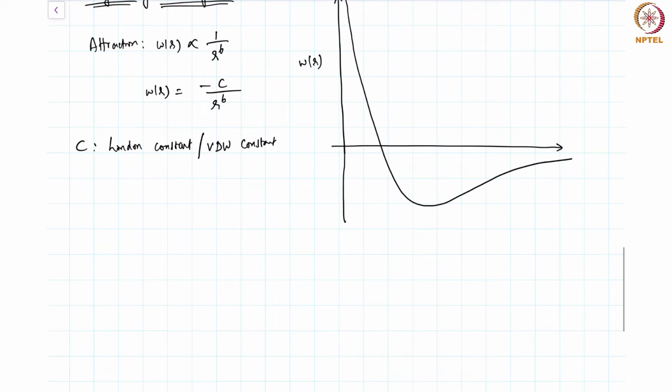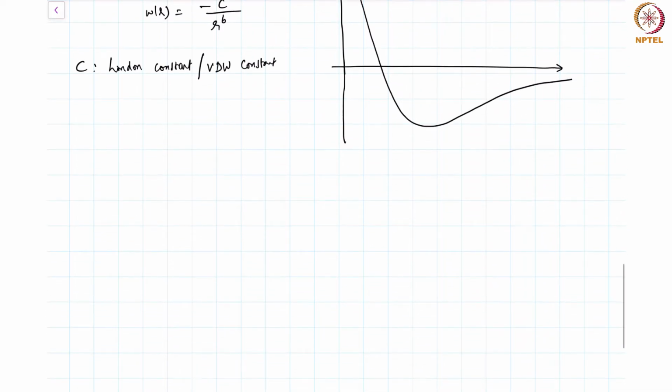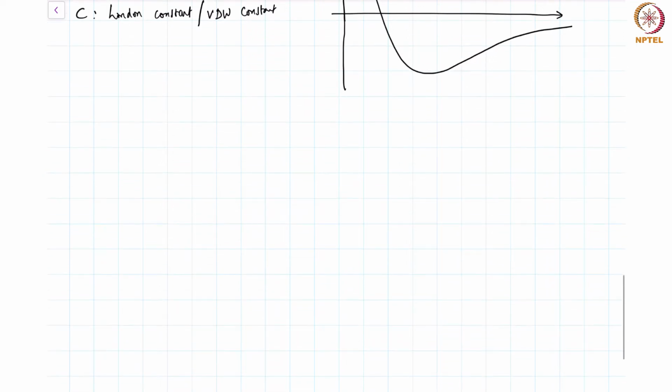So if we understand the nature of interaction between two atoms, we can extend it to macroscopic bodies. This is exactly what London did. Fritz London, a German physicist, attempted the problem of looking at interaction between two macroscopic bodies.